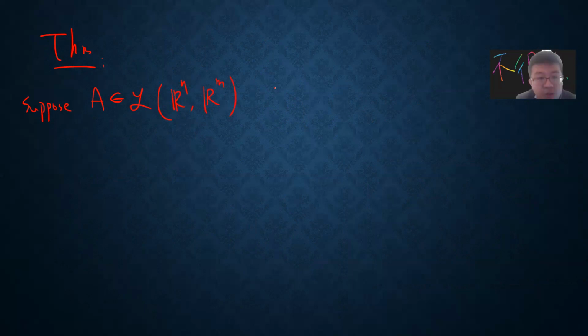Now let's go to the theorem. Suppose A is a linear transformation in L(Rn, Rm). Then first, the norm of A must be less than infinity, and A is uniformly continuous.